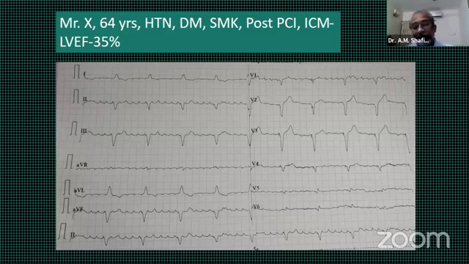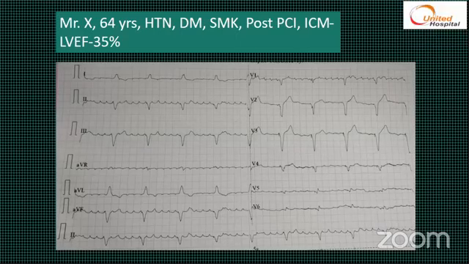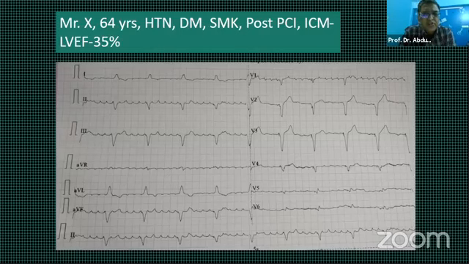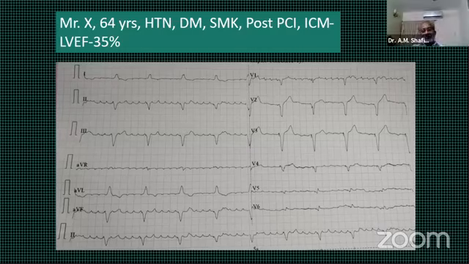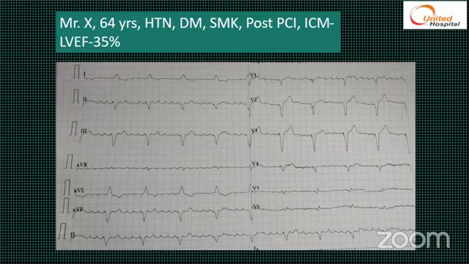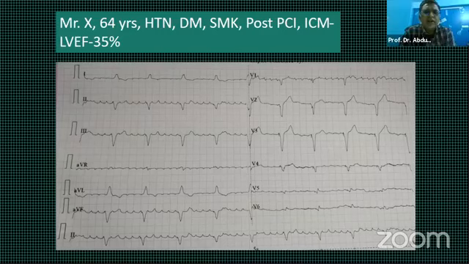What is the P wave? The question is, is the underlying rhythm sinus, or is there something else? What do you find if you look at lead 2 or V1? The rhythm is not sinus, sir. What type of rhythm is it? It's atrial. Atrial tachycardia, very likely.